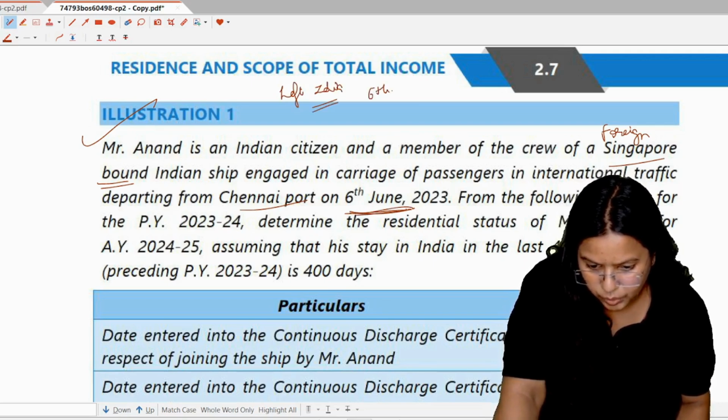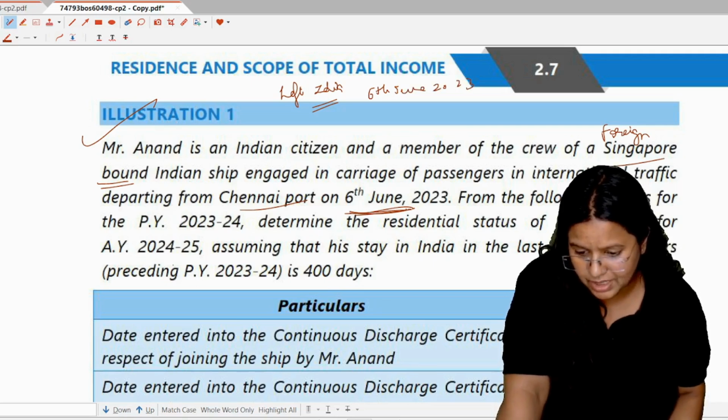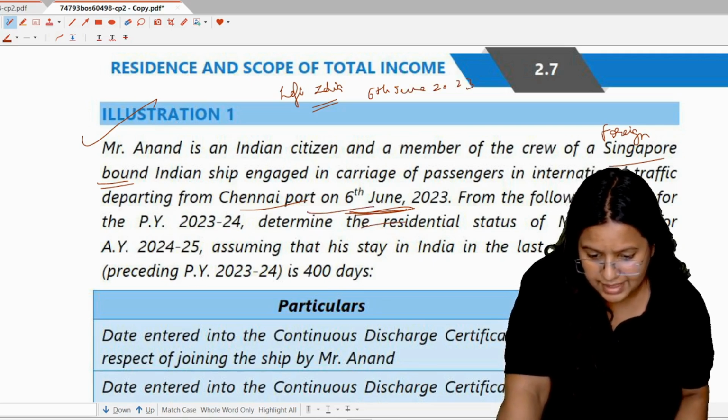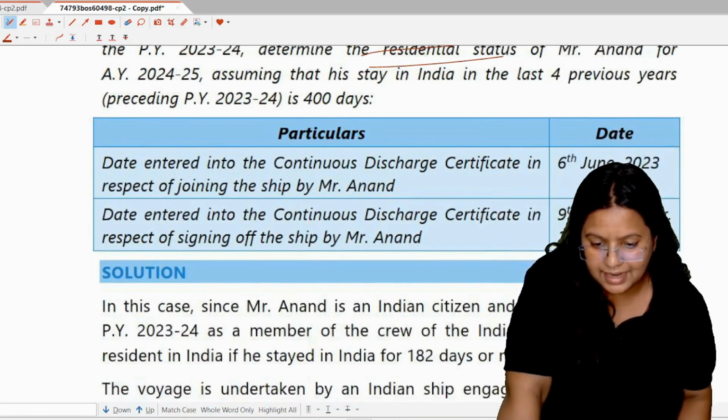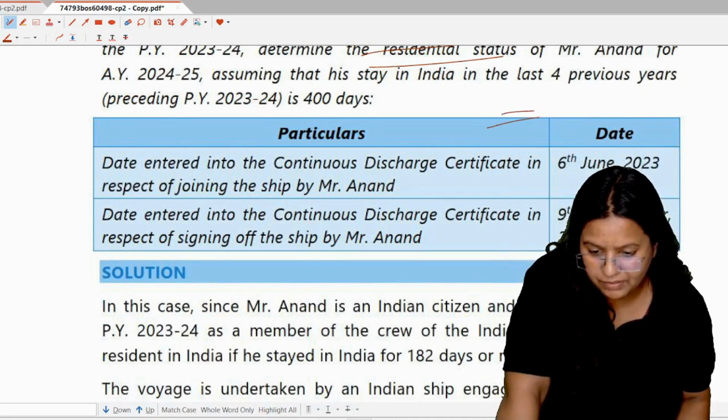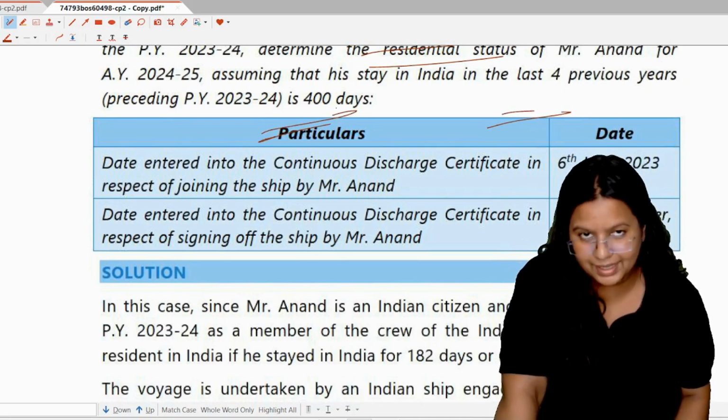on 6th June 2023. From the following details for previous year 23-24, determine the residential status of Mr. Anand for the assessment year, assuming that his stay in India in the last 4 previous years is 400 days. Okay, let's find it out.